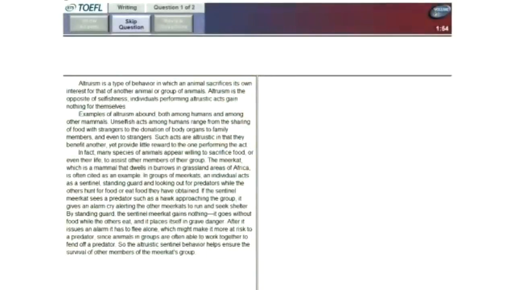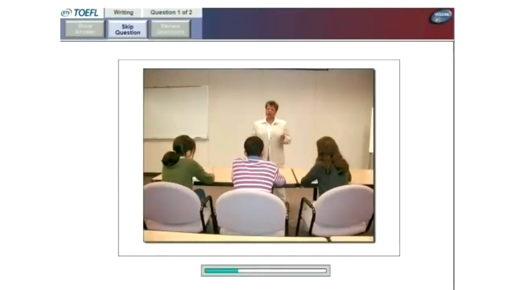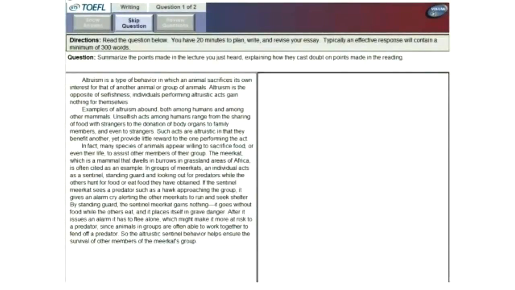Okay, after you see the instructions, you're going to see the reading passage on the left side of the screen, and you're going to have 2 minutes to read it. And the time is going to be displayed on the top right corner there. Then you're going to hear the lecture on the same topic. And the lecture is probably around 1.5 to 2 minutes. After the lecture, you're going to get the reading displayed again on the left. And then in the blank part of the screen on the right, that's where you're going to type your essay.